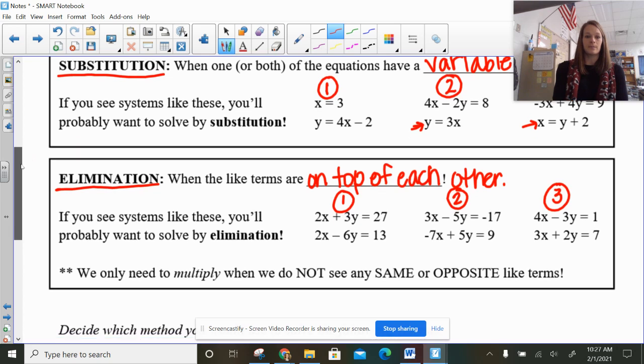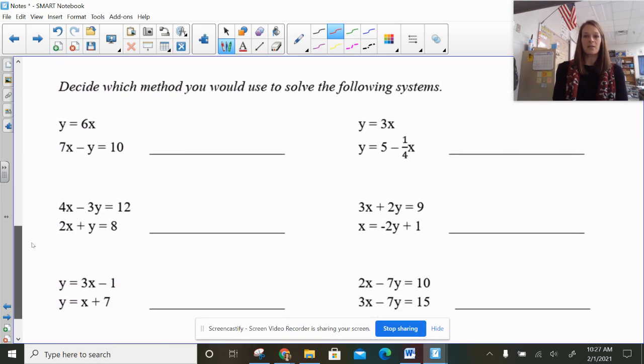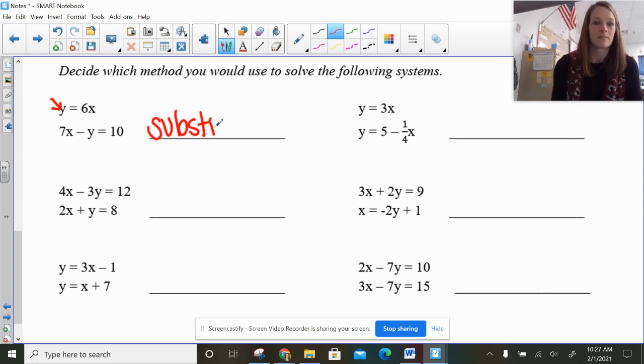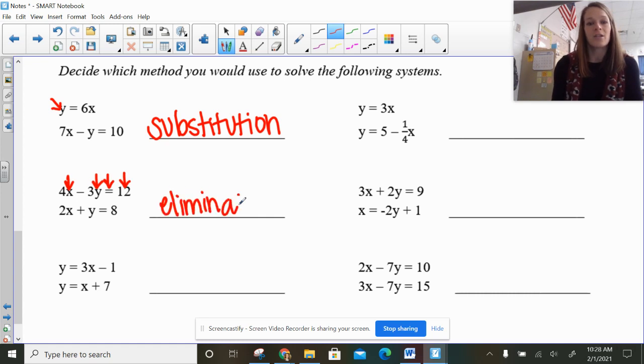All right. So at the bottom of the page, we're just going to write which method is going to be the easiest. On this one, when I look at it, one of them has a y by itself. I would use substitution. All right, this next one, both of the x's are together, both of the y's are together, the equal signs are together, the other numbers are together. I would use elimination here.